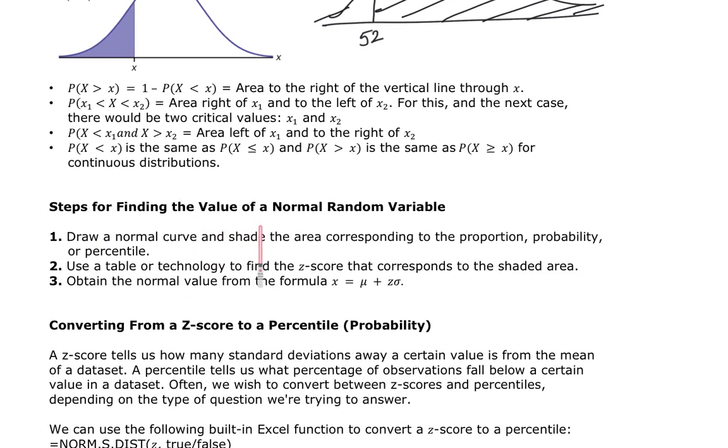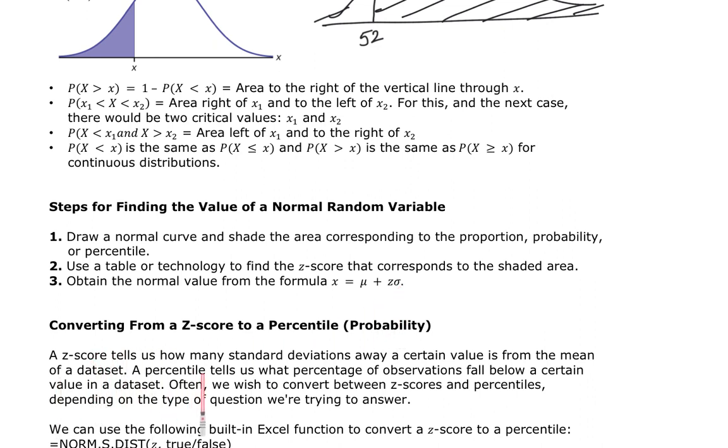So the steps to find a normal random variable. Draw a normal curve and shade the area corresponding to the proportion, probability, or percentile that you are interested in. You're going to use a table or technology. We're going to use technology. We're going to use Excel to find the z-score that corresponds to the shaded area. Then obtain the normal value from the formula that x is equal to the mean plus the z-score times my standard deviation sigma.